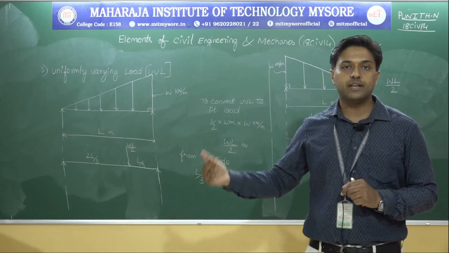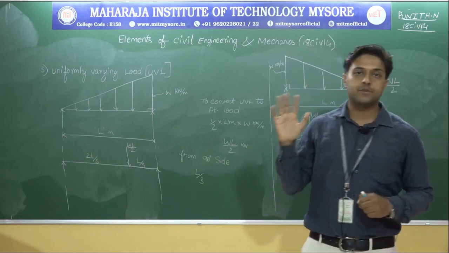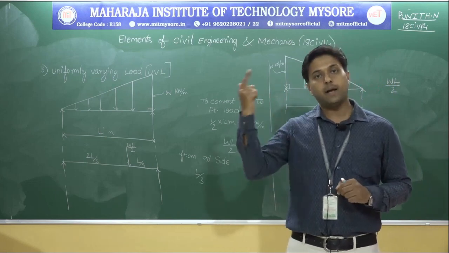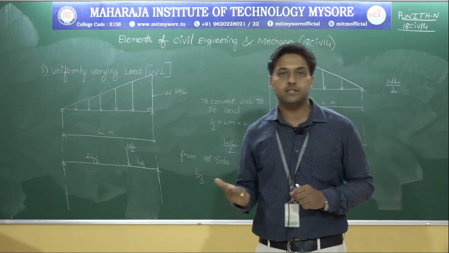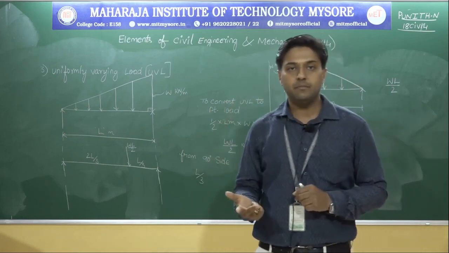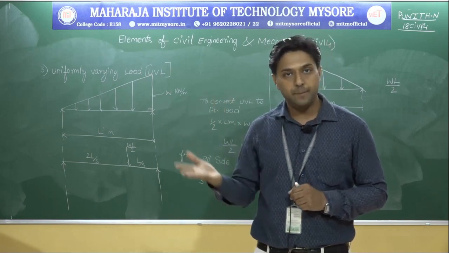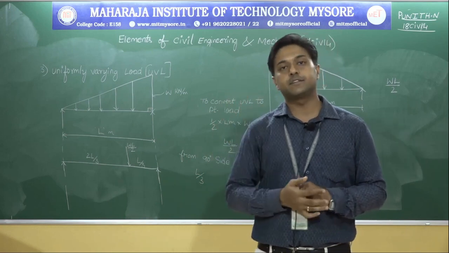Next we moved on to the next classification, the types of beams. We discussed 5 types of beams. One is the simply supported beam. The second one is the continuous beam. The third one is the cantilever beam, and the fourth one is the continuous beam. And one more is the overhanging beam. So these were the 5 beams that we discussed.